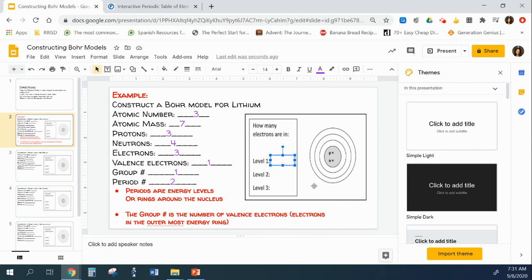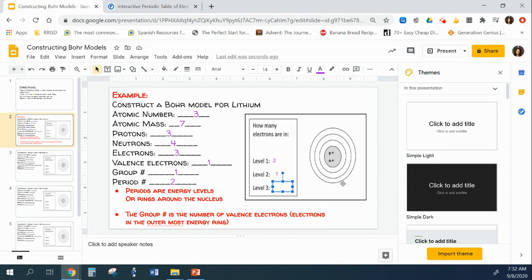So remember that each energy level has a different amount of electrons. The first one has the maximum of 2. So I know that I can put 2 electrons here because I know the first energy level can house at most 2 electrons. So level 2, how many do I have left? I know I have a total of 3. I've already put 2 inside my Bohr model. So that means 2 plus what is 3? It means that it's 1. So I'm going to put 1 left over. And level 3 doesn't have any.